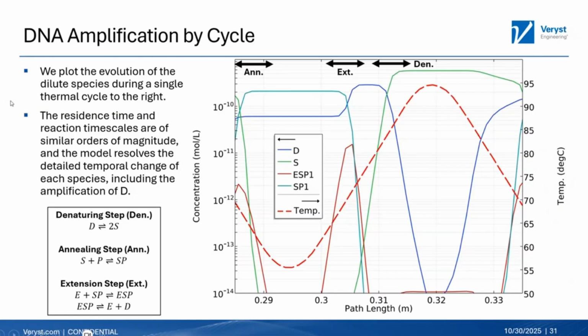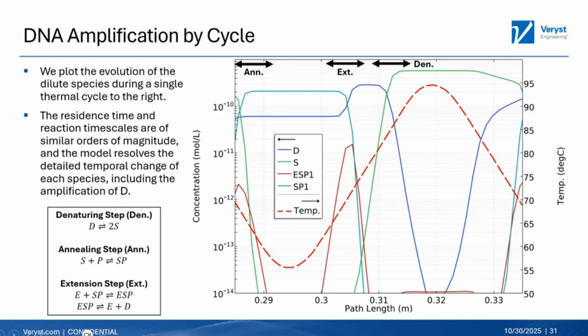So if we look at a representative single step in the amplification cycle, what we're plotting here in solid are the 4 dilute species. So the double strand in blue, the single strand in green, and the complex of primers and extended single strands in black and gray. And in the dashed line, we have the temperature of the droplet.